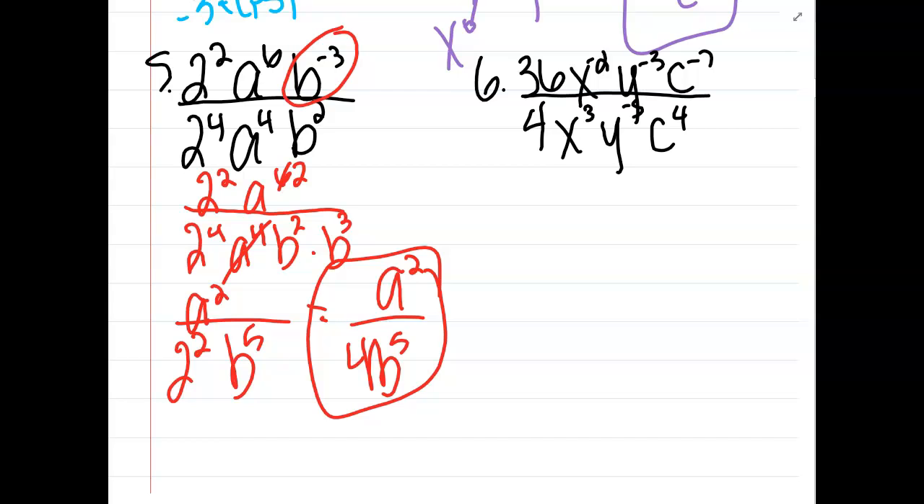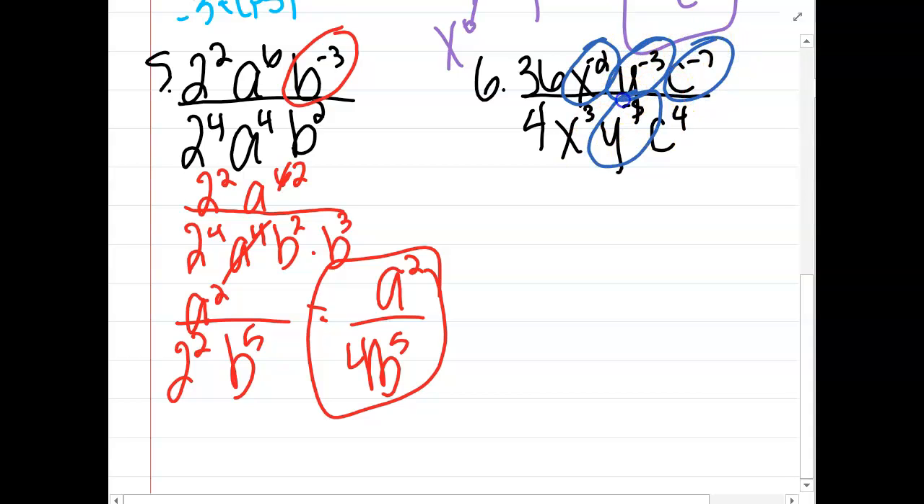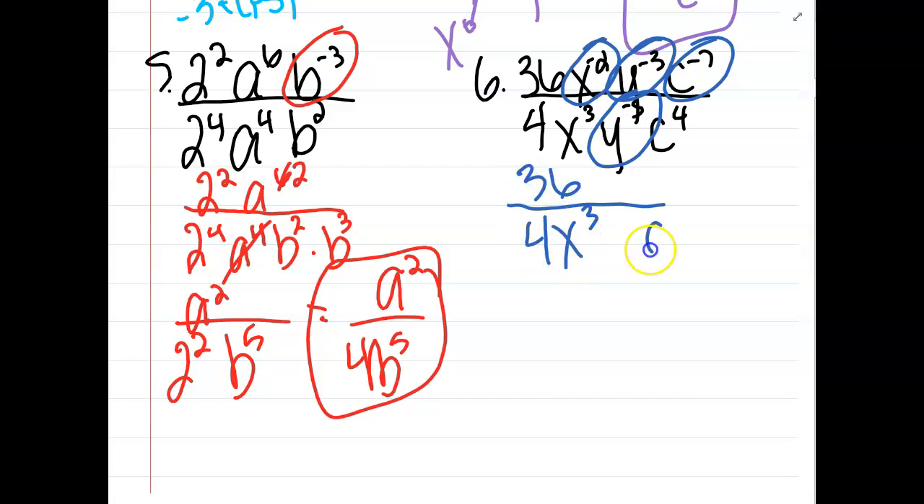Once again, just personal preference. Anything that has a negative exponent, I'm going to move. So the x to the negative second, y to the negative third, c to the negative seventh, y to the negative fifth. I'm going to move all 4 of those. Now, if you didn't circle it, don't move it. So the 36, the 4x cubed, the c to the fourth, all of that's going to stay. We're not going to move those.